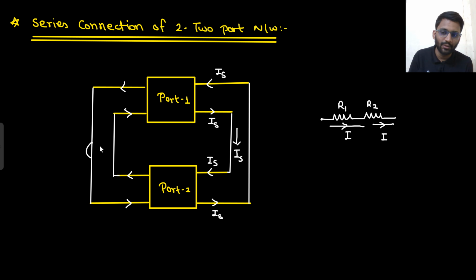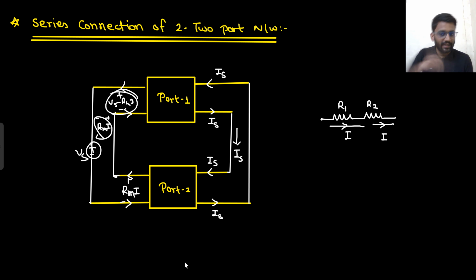How is there voltage mixing? Let's assume I apply a Vs voltage here. Now this current will be converted into some voltage. Let's assume this current is converted into Rm into I voltage. Now this Rm into I voltage will be going here as well, because these two nodes are the same node. So this voltage will be Rm into I here. Now what will be this voltage? This voltage will be Vs minus Rm into I. So here voltage is mixed, but current is the same.